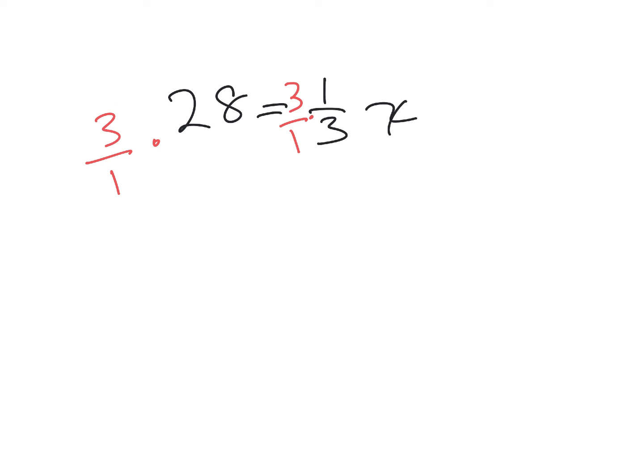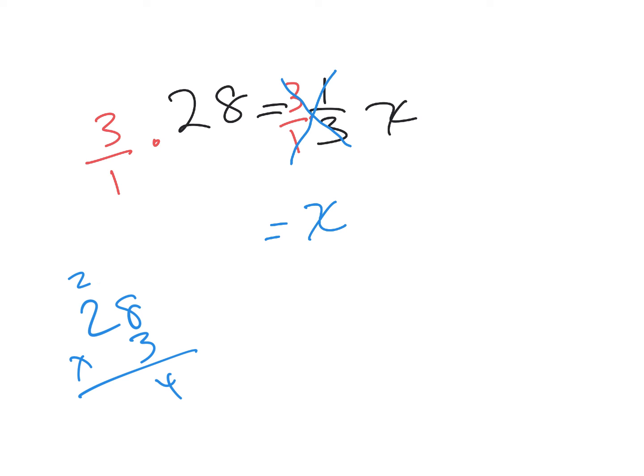At this point, a lot of this stuff cancels out. 3's cancel and the 1's cancel, and we're just left with x. And then we end up with 28 times 3. My brain isn't working, so let's do 28 times 3. 3 times 8 is 24. So we get 84. There's our answer.